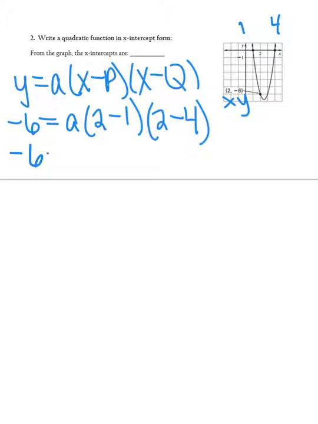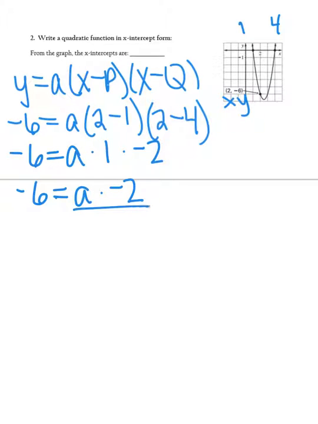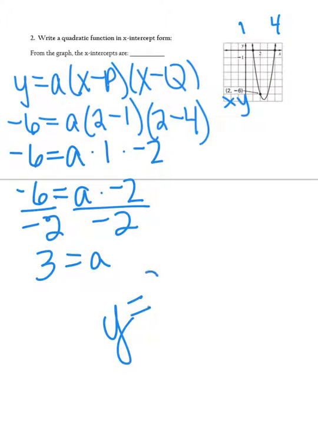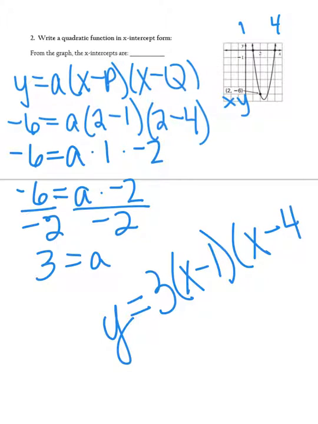So I have negative 6 equals a times 2 minus 1 is 1, and 2 minus 4 is negative 2. It's negative 6 equals a times negative 2. I've got to get rid of that negative 2 so I can solve for a. So I have a equals a positive 3. So my equation is y equals 3 times x minus 1, and then x minus 4.